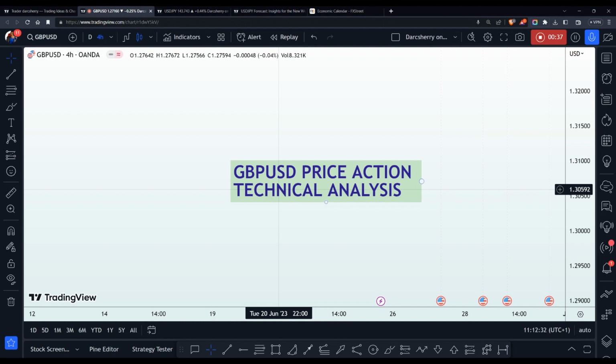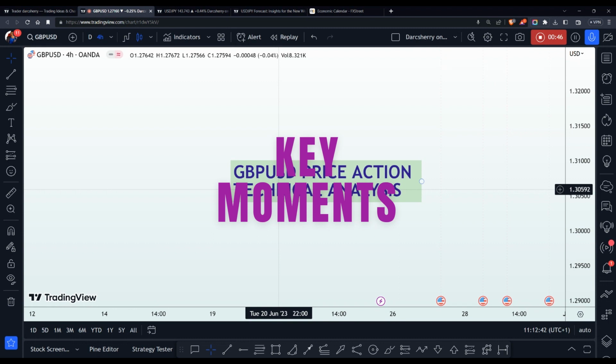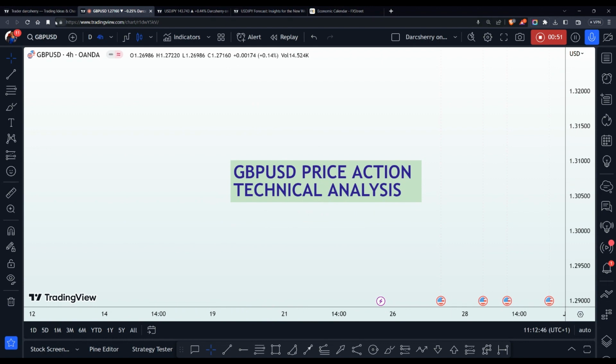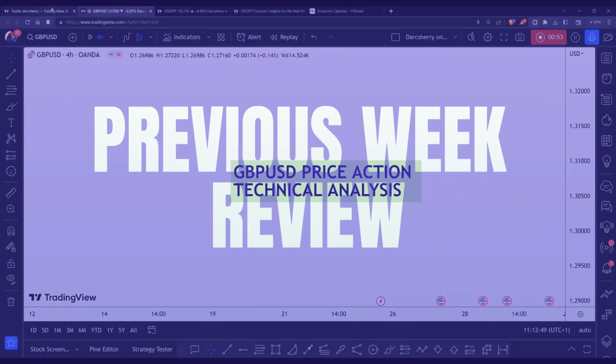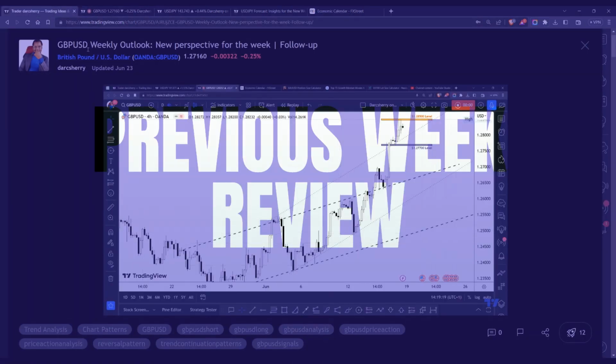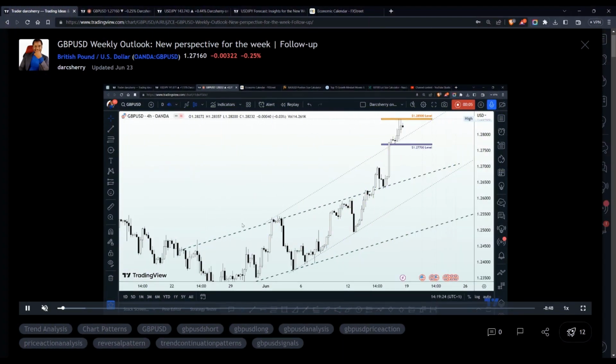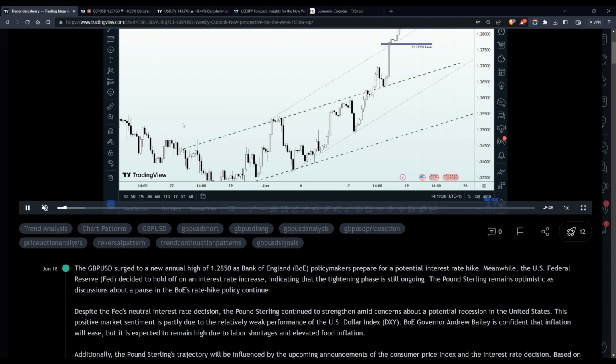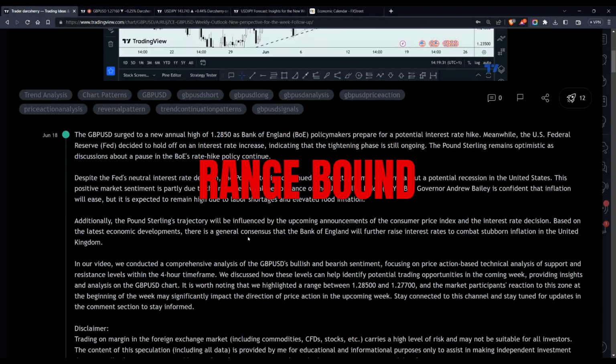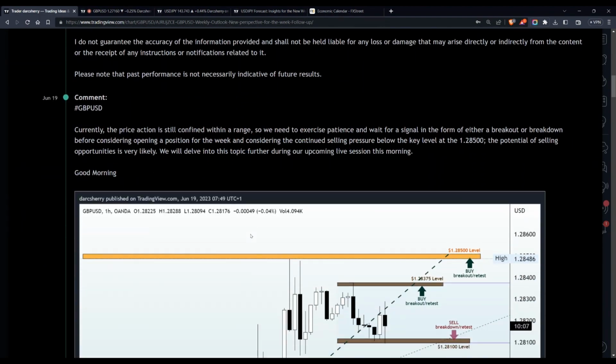But before we delve deep into our expectations for the upcoming week, I would like us to take a quick reflection of the key moments we had during the previous week. Last week we really did not have significant traction on the GBPUSD as price action was most of the time range bound. So we didn't last long in each of the positions we were in.